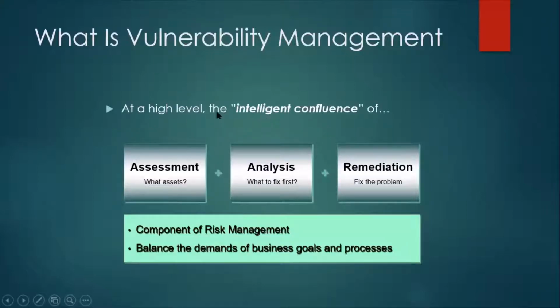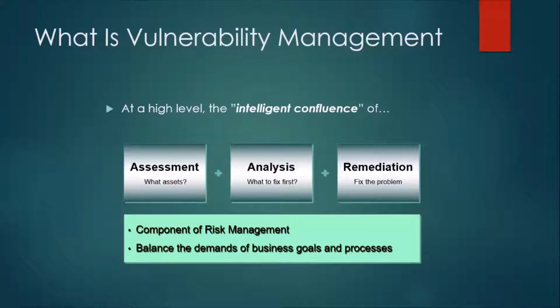So at a high level, it is the intelligent confluence of assessment, what assets, plus analysis, what to fix first, and then remediation, what problem am I trying to fix, right? All these three components are tied together in vulnerability management. That's how the decision is made. So suppose you have a web server which is facing the internet and is the initial landing page for a user. If you have a vulnerability there, what would you do? How would you assess your risk there?